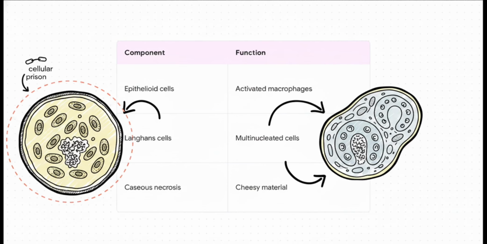Inside this structure, you'll find epithelioid cells, which are just activated macrophages, and these massive Langhans giant cells, which have a really distinct horseshoe pattern of nuclei. And right in the center, because of the intense immune battle and a sheer lack of oxygen, the tissue basically dies off, creating a soft, white, cheese-like material known as caseous necrosis. This cheesy center is the absolute hallmark of a TB infection.